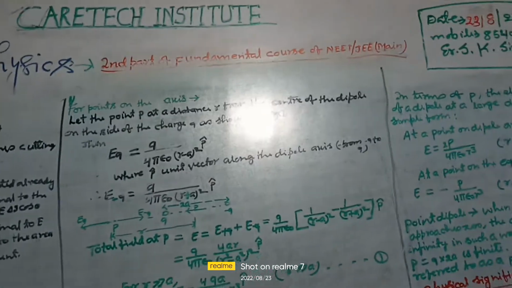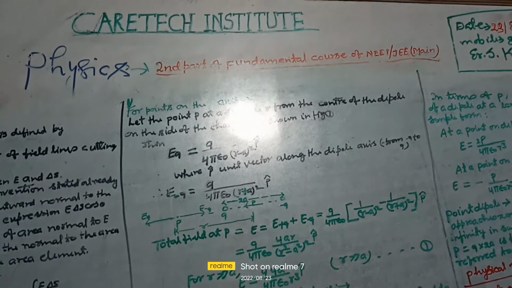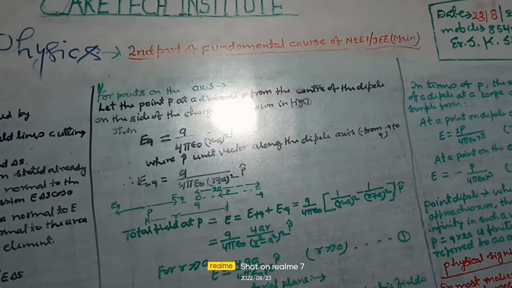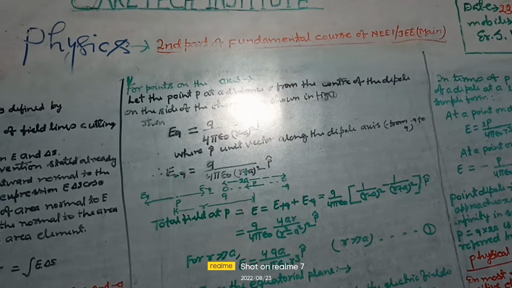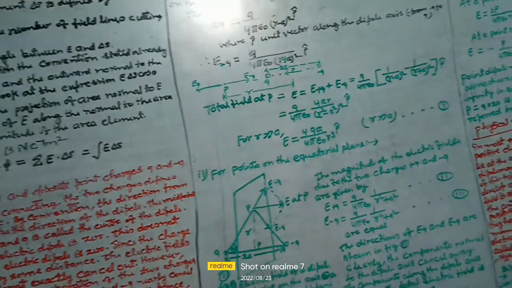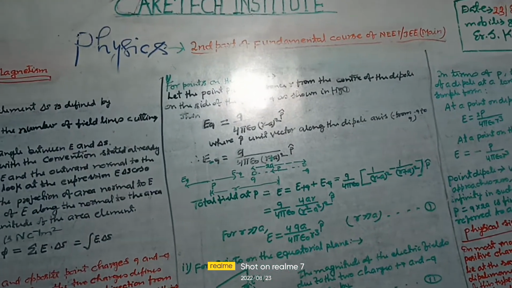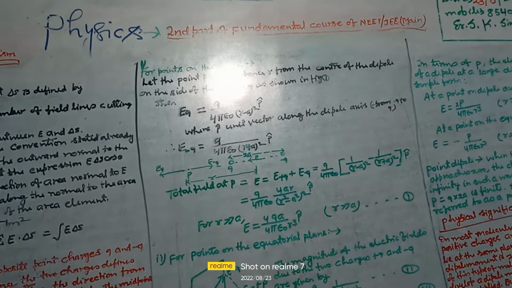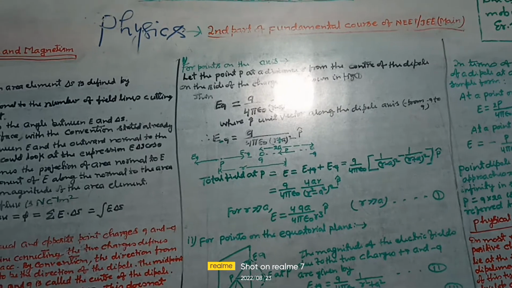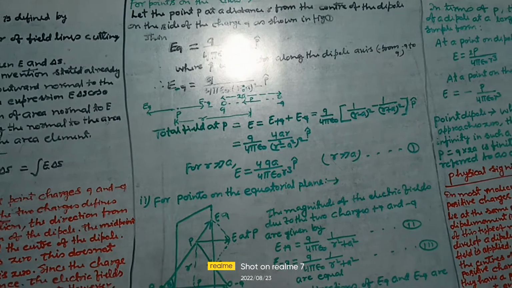Now, for points on the axis, first, let the point P be at a distance r from the center of the dipole on the side of the charge q, as shown in figure 1. E plus q equals q by 4 pi epsilon naught (r minus a) whole square, in vector p. And when p is in vector along the dipole axis, E minus q equals q by 4 pi epsilon naught (r plus a) whole square, in vector p.